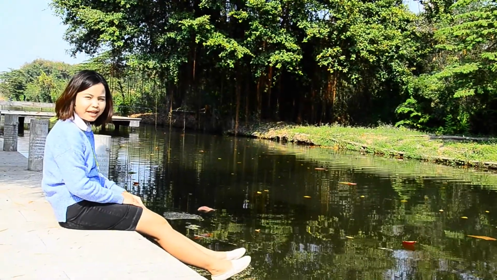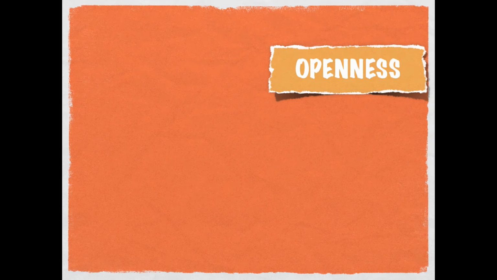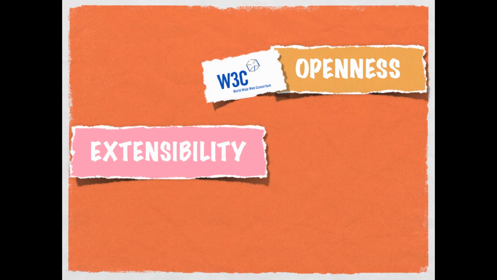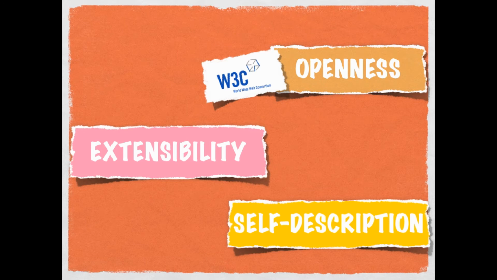The advantages of XML. Openness. XML is a W3C standard. Extensibility. There is no fixed set of tags. New tags can be created as they are needed. Self-description. XML documents can be stored without a schema because they contain metadata.